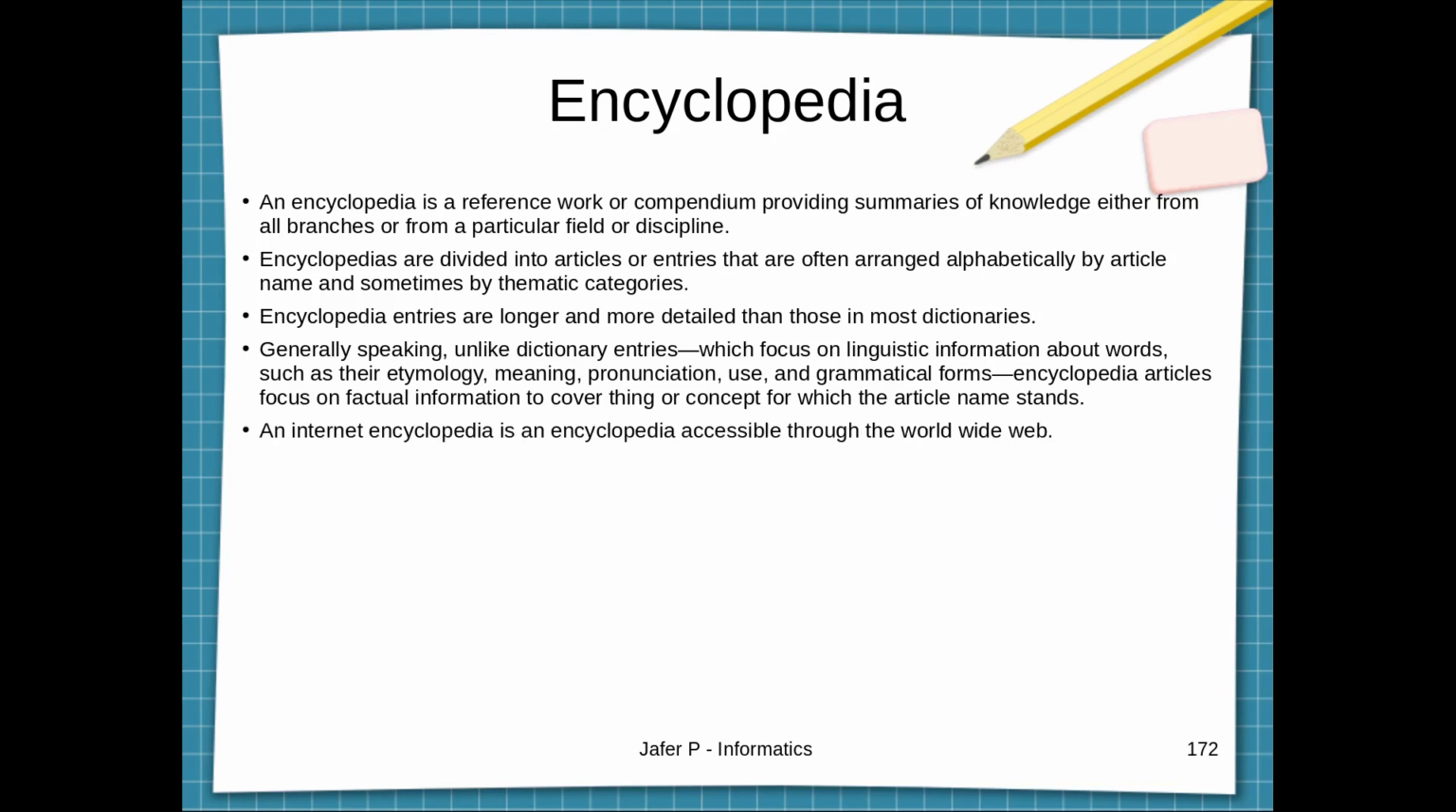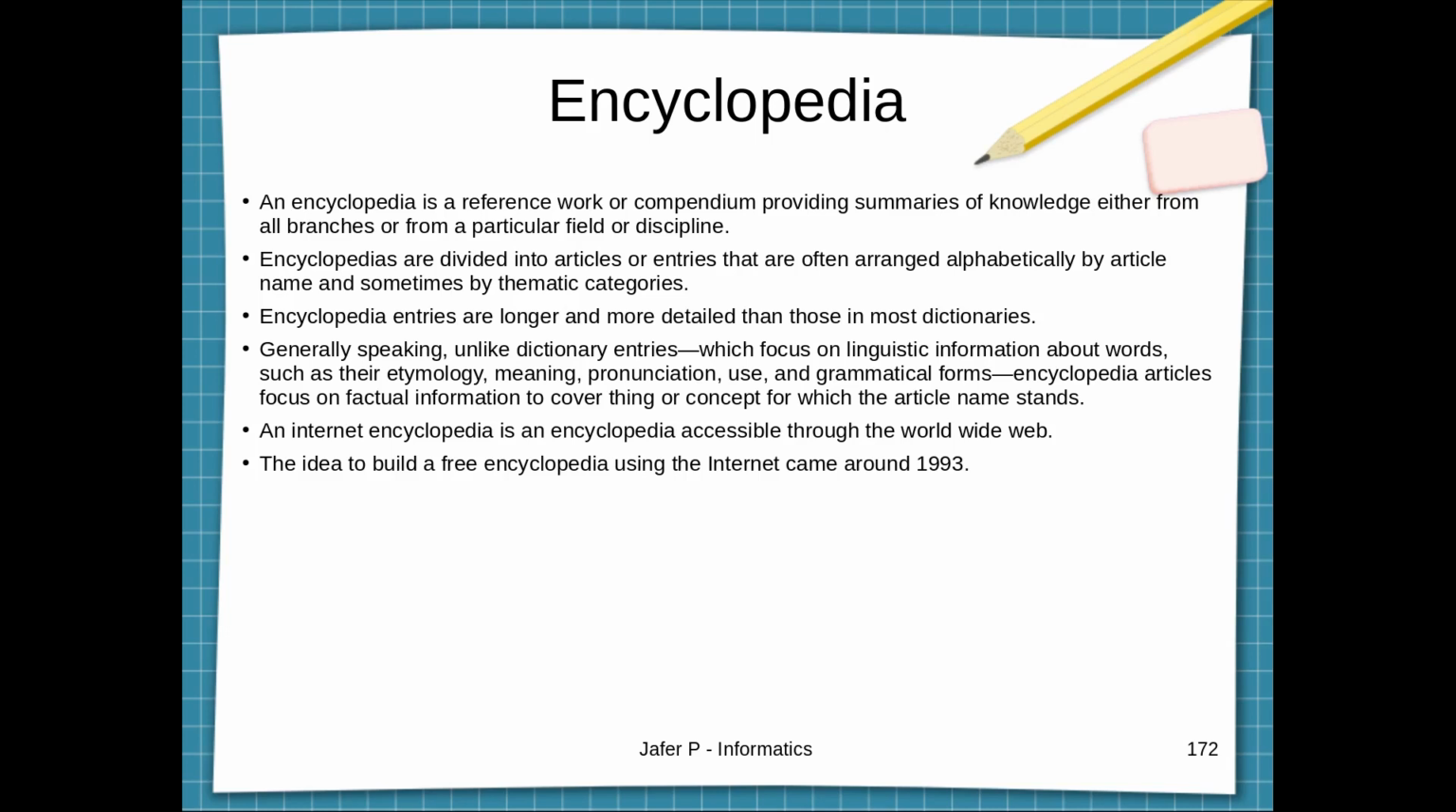An internet encyclopedia is an encyclopedia accessible through the World Wide Web. So an encyclopedia can be accessed through the internet, through the World Wide Web. The World Wide Web is a collection of data, a collection of information. The idea to build a free encyclopedia using the internet came around 1993, right?